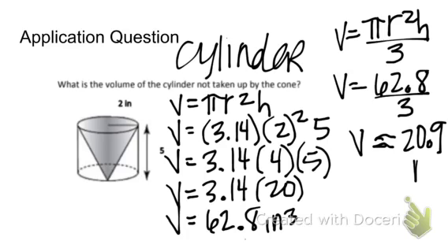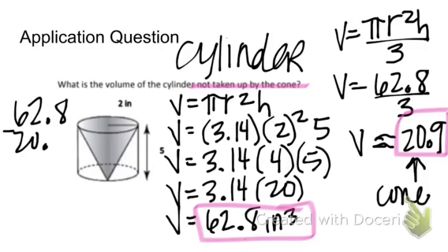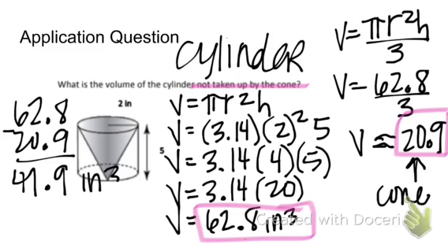So once we have the volume of our cone and the volume of our cylinder, we're going to take these two numbers and subtract them to figure out how much is not taken up by the cone. Please, please, please remember to line up your decimals. Some of us are still struggling with this. And when you subtract those, you should get about 41.9 inches cubed.